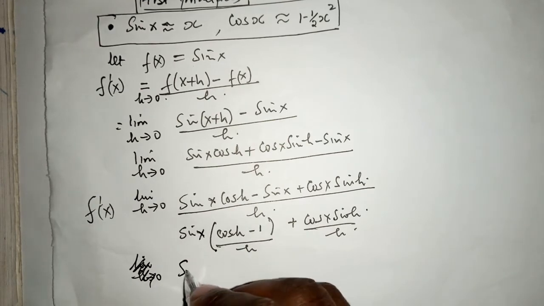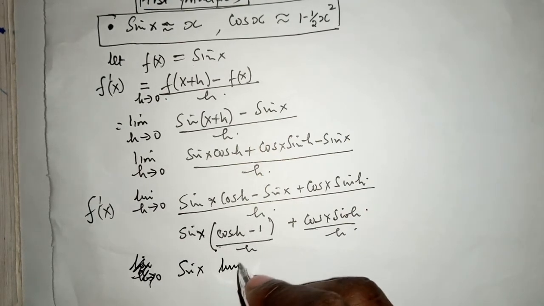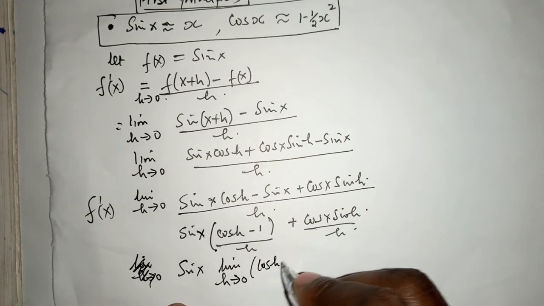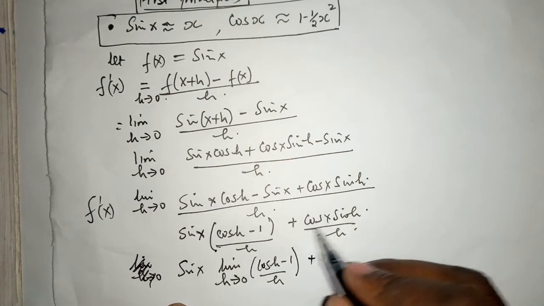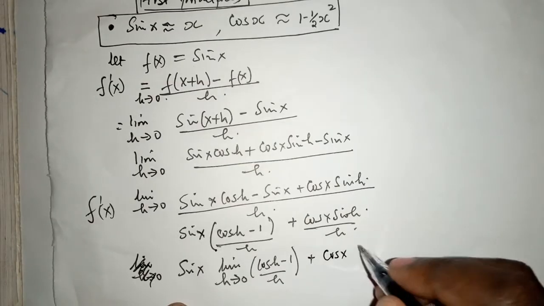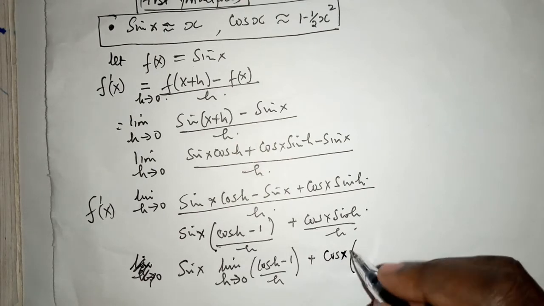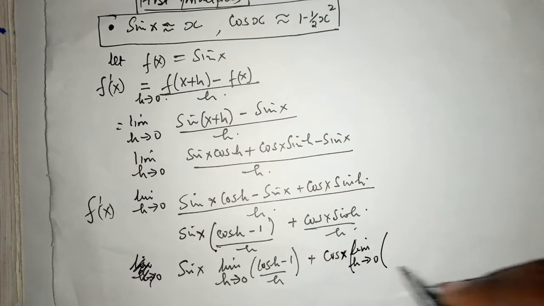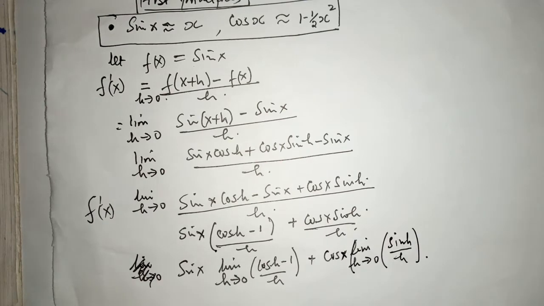First of all, let us have the sine x outside and concentrate on the limit as h approaches 0 of the cosine of h minus 1 all over h, plus the cosine of x, which is again not affected by h, multiplied by the limit as h approaches 0 of the sine of h over h.